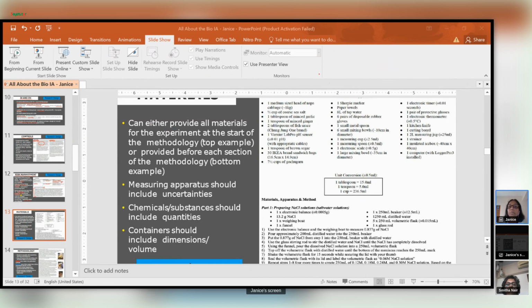Like I took 6 pairs of disposable rubber gloves. I took one Vernier LabPro pH sensor. Minced garlic, I took 1 tablespoon. Now, 1 tablespoon is 15 ml. I made that also very clear. 1 teaspoon is 5 ml. 1 cup is 236.5 ml. So, can you see? This is very clear. This is what the moderators are looking into. And this is very important.